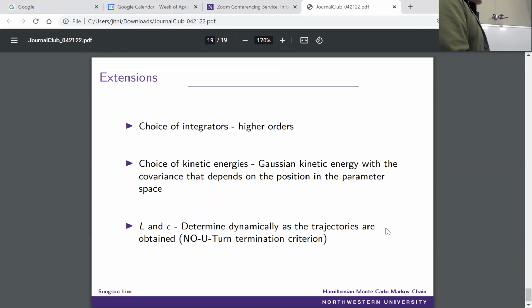There has been some work on a dynamic termination criterion that determines these two parameters dynamically as the trajectories are obtained. It's called the no U-turn termination criterion. So those are some of the extensions that people have worked on. And that's all I have for today.